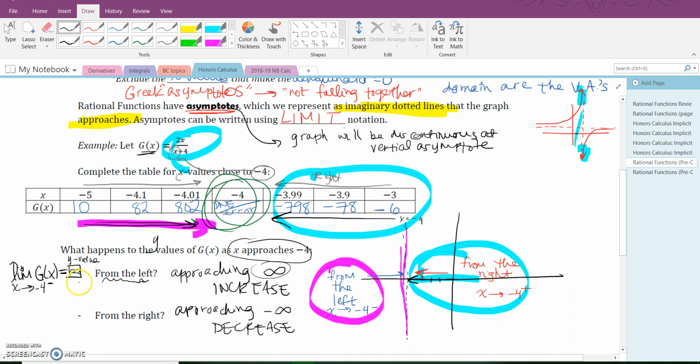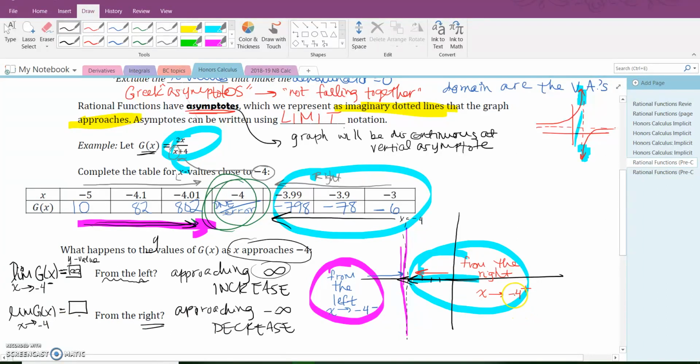So my limit's infinity. The next one, I'm going to do the limit of g of x equals some y value. This time, let's do the limit as x approaches -4. Let's come from the right, from the more positive side.